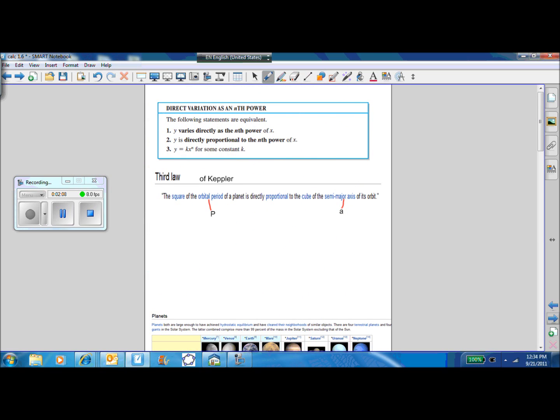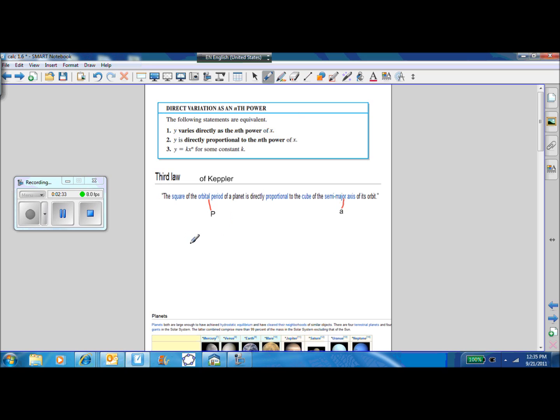Next, direct variation as an nth power. Y varies directly as the nth power of x, or is directly proportional to the nth power of x. This is where you just put a power of n on x. I picked this up from Wikipedia. The third law of Kepler: the square of the orbital period of a planet is directly proportional to the cube of the semi-major axis of its orbit. So that's basically the average distance away from the sun there.